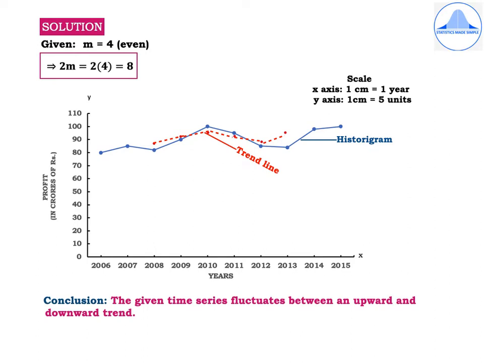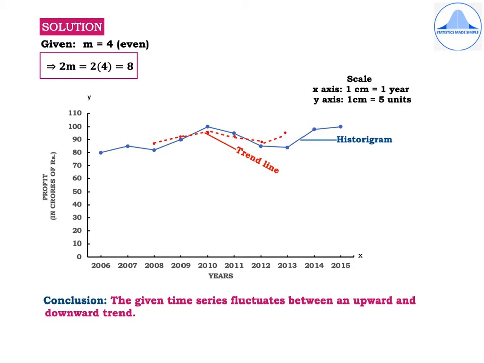Then join all these dots by straight lines as I have done in blue color, and mark that line as the histogram. Let us now plot the trend line. So how do you plot the trend line? Corresponding to a particular year, you have to mark its trend value. So we don't have the trend values for the first two and the last 2 years. So corresponding to 2008, mark the first trend value, that is 86.75, as approximately 87.